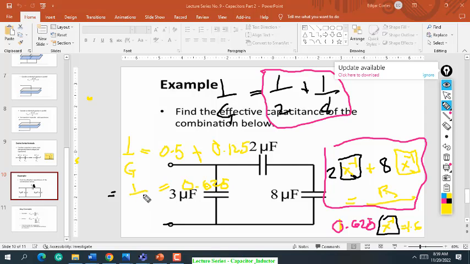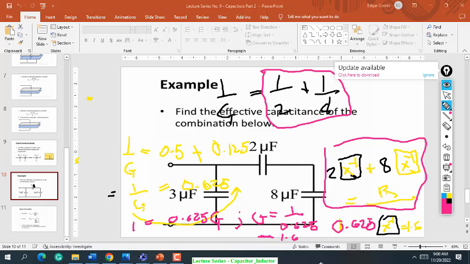But this is 1 over C total, right? So we move it so that 1 equals 0.625 times C total. The resultant C total is then 1 over 0.625, because 0.625 moves to the other side of the equation as the denominator. And 1 over 0.625 is equal to 1.6, right? 1.6.